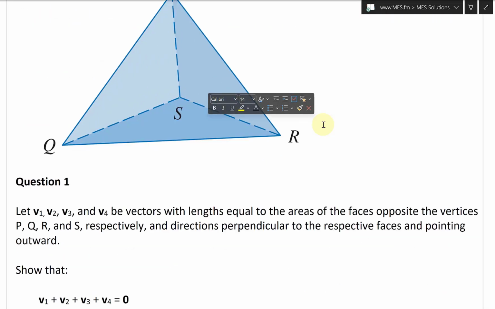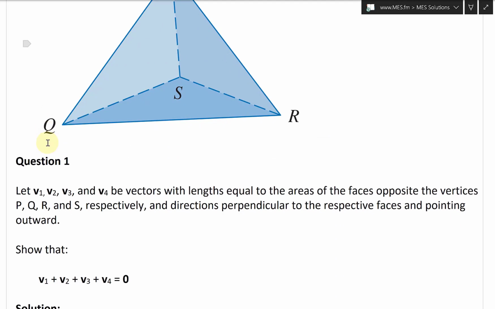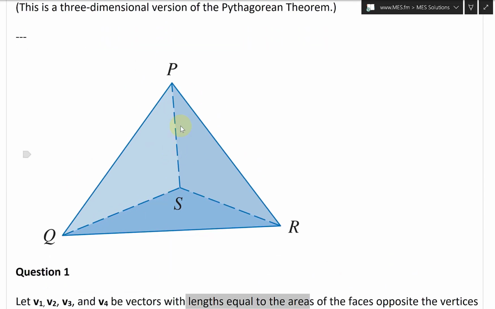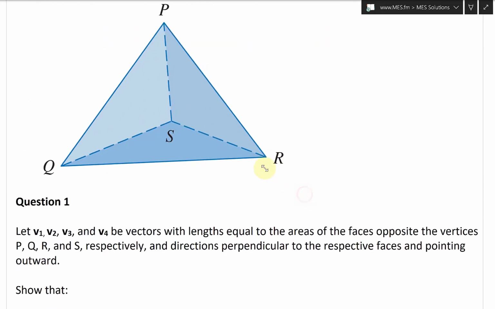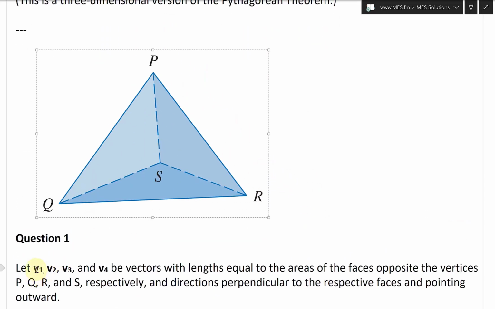All right, so let's just jump right in and look at question 1. Let V1, V2, V3, and V4 be vectors with lengths equal to the areas of the faces opposite the vertices P, Q, R, and S respectively. So in other words, if we have this right here, make this a bit smaller. All right, so we have the vector V1.